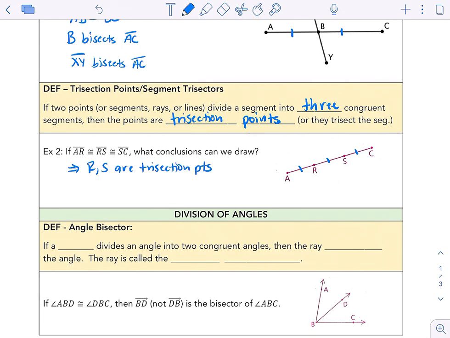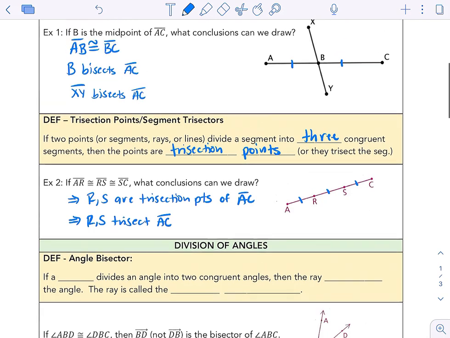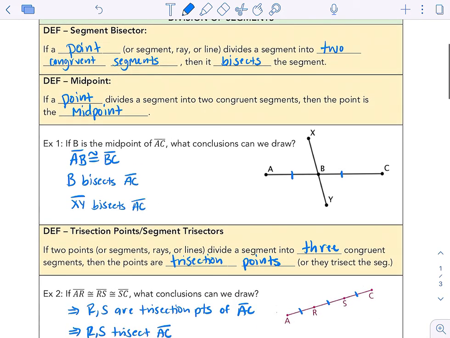Or another way to say the same thing would be that R and S trisect AC. And one thing I'll add to that first line to make it a little more exact is R and S are trisection points of segment AC. So these are all of our vocabulary words to talk about dividing a segment into two congruent pieces or three congruent pieces. So bisect and midpoint go with two sections. Trisection or trisectors are 3 points.